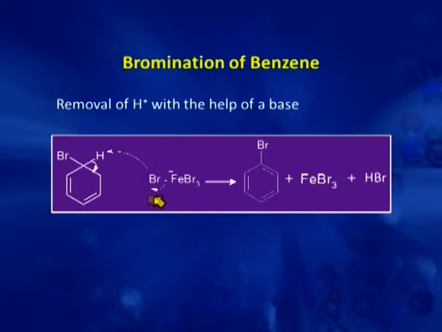Base is FeBr4 minus. So, now you see how this is removed. This Br takes this H plus and these electrons shift to the benzene ring and we get the bromobenzene and HBr and our Lewis acid back, that is ferric bromide.